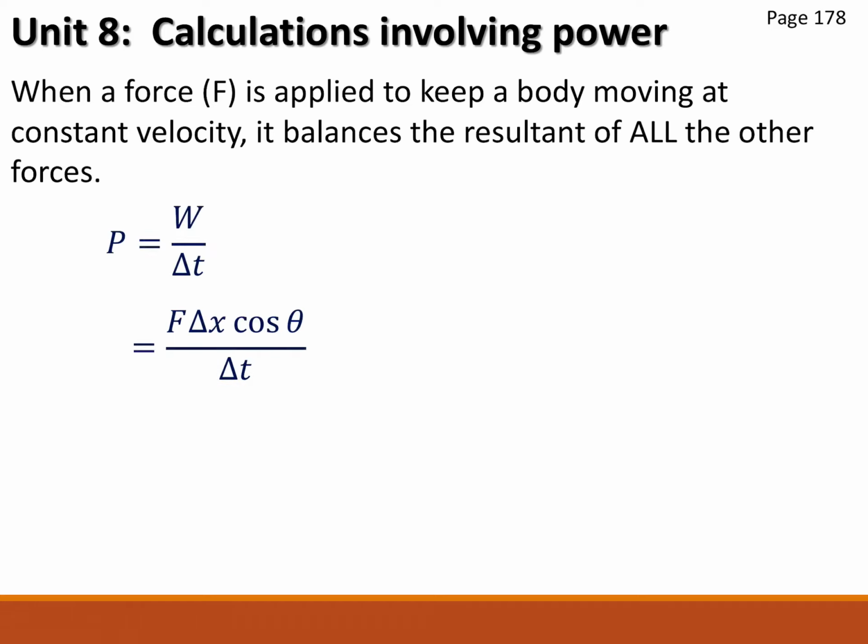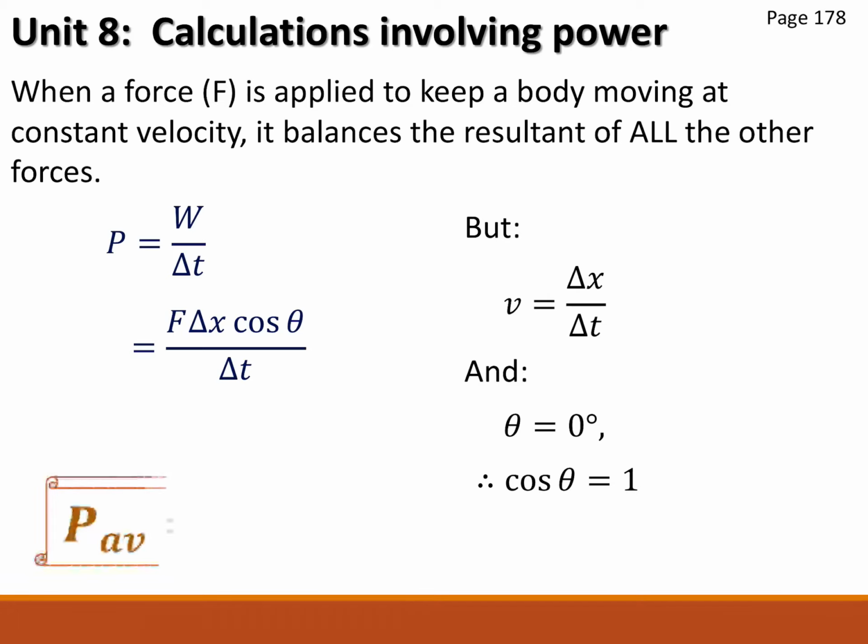However, if we look at the applied force on an object, okay, so now we're looking at a specific force on an object, it would be F delta X cos theta over delta T, but V, velocity, is delta X over delta T, you know that, so I can replace delta X over delta T with V, and the force would be in the same direction as motion, so theta is 0. Cos theta, or cos 0, is 1.